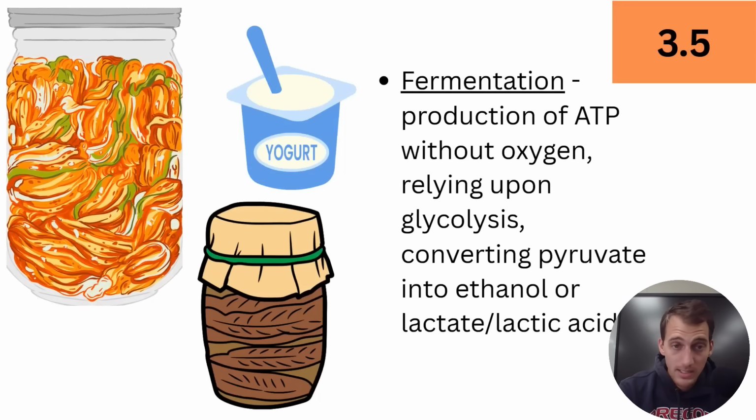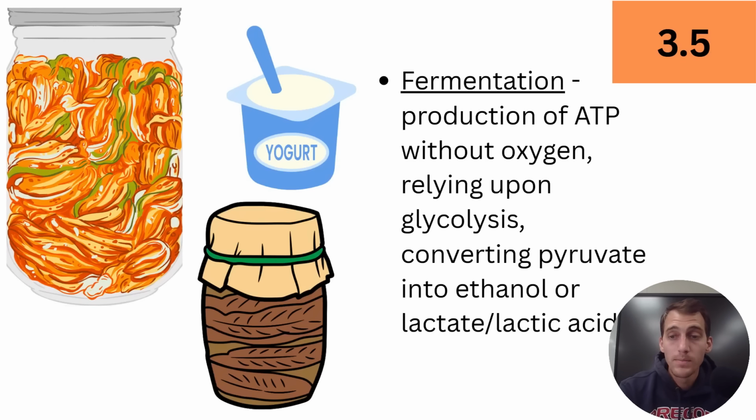Yes, that's the goal, right, is to make ATP. So cells that don't have mitochondria, if they're anaerobic, which means they can't do the rest of cellular respiration with oxygen, are just going to be relying upon this. This is what's called fermentation.